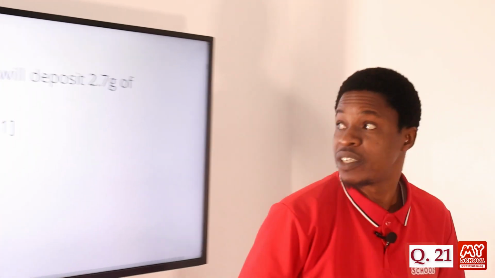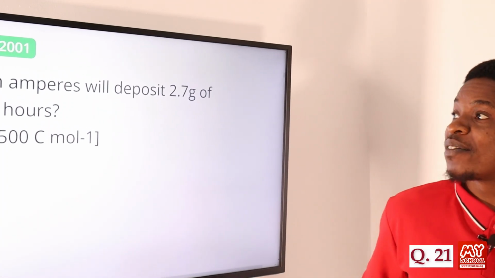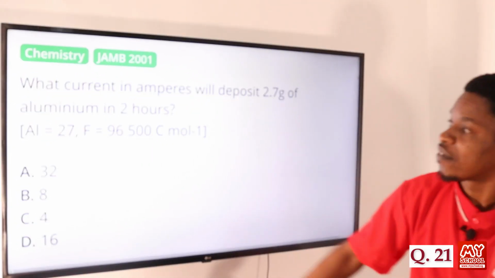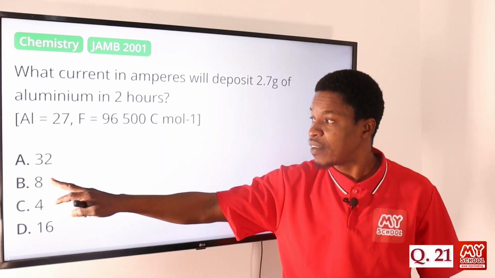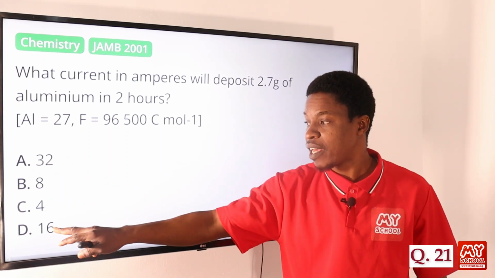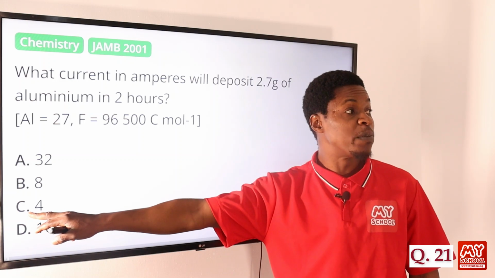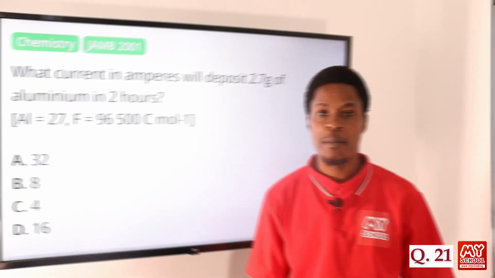So let's move on to the board now and see what we have. Okay, we have 32, option A. No, we have 8, we have 4, C, we have this. So the correct answer is option C, 4 ampere.